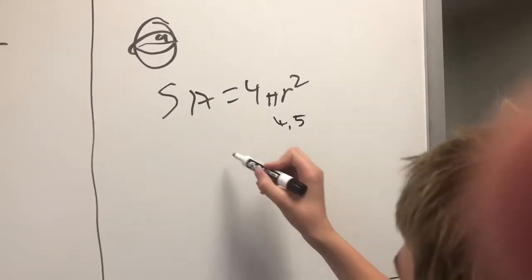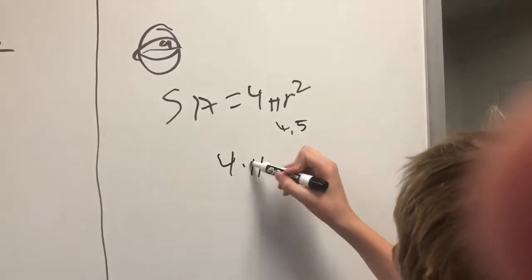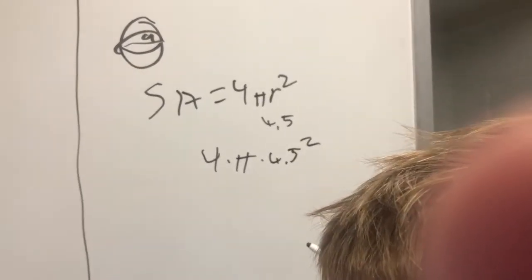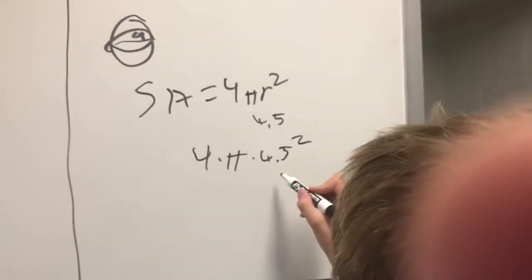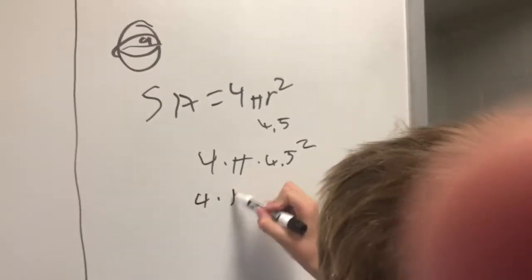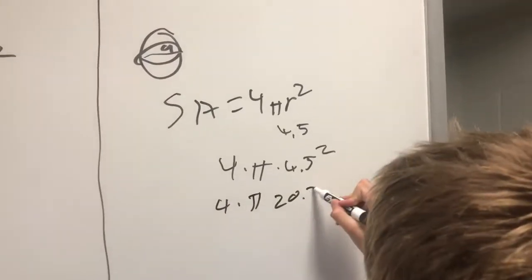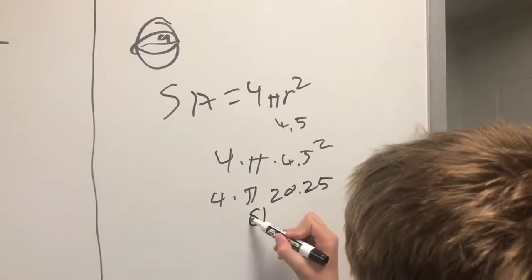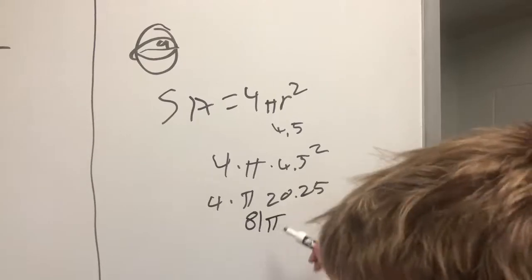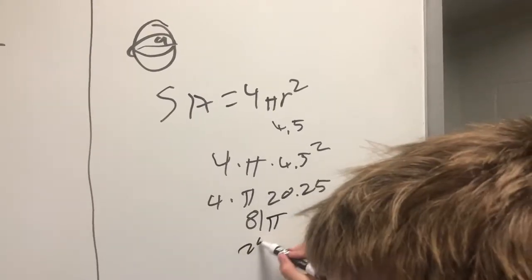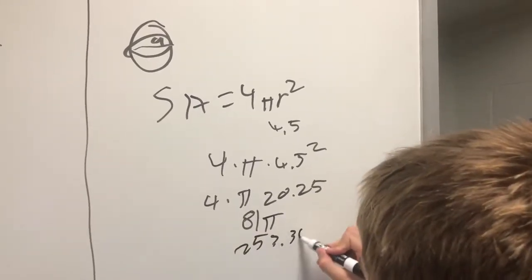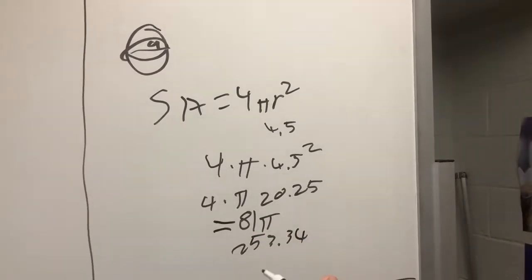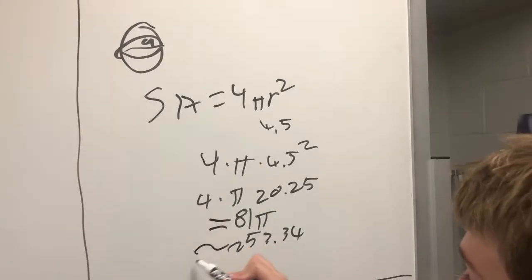So if we plug that into the formula, we get 4 times pi times 4.5 squared. 4.5 squared is 20.25, and 4 times 20.25 is 81. So you should get 81 pi, or 253.34. Remember again, 81 pi is an exact answer, while 253.34 is an estimate.